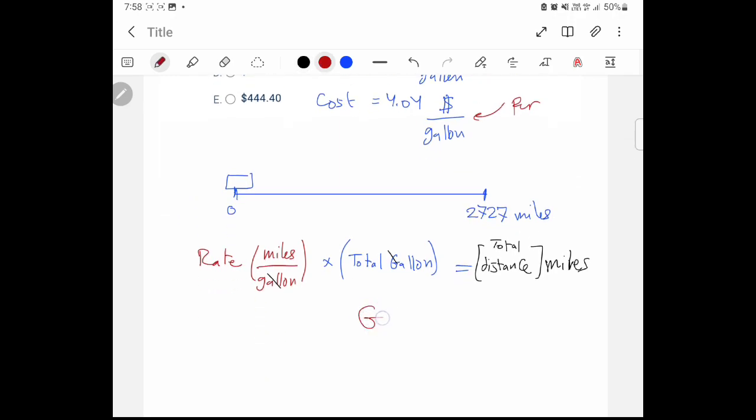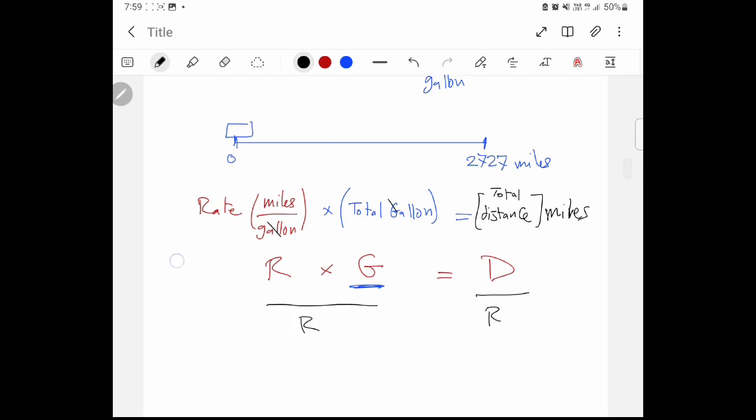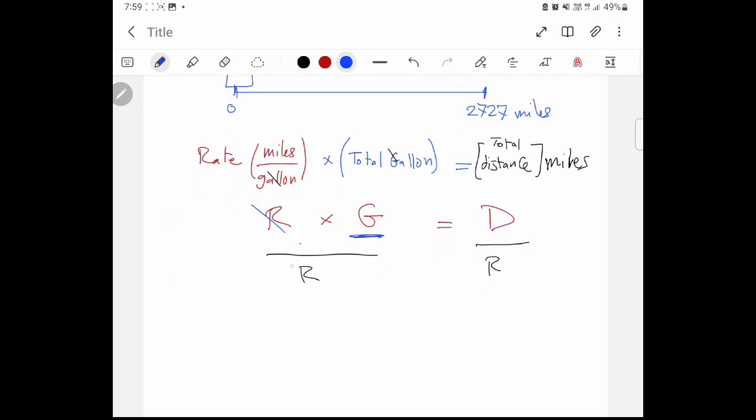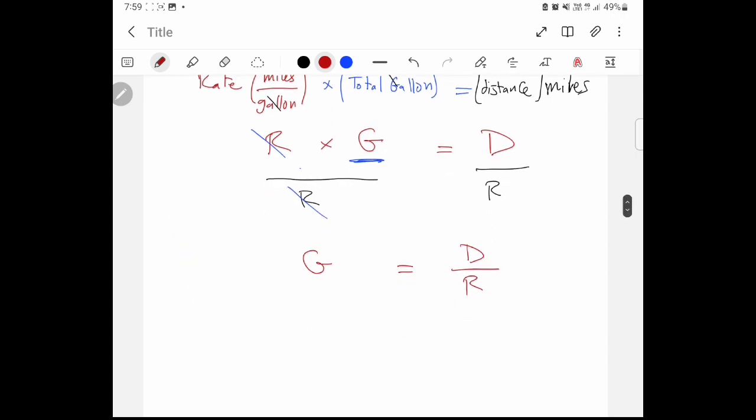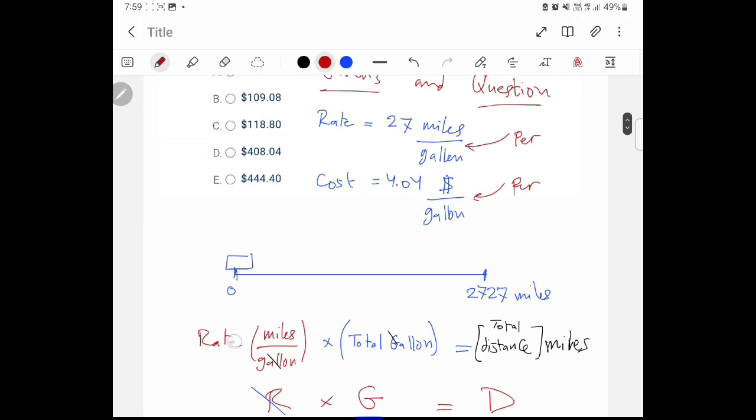So this is the formula. If you call this symbol G and the distance is D, then D equals G times R. And since I'm looking for the amount of gallon consumed for the whole trip, then I need to divide both sides by R. In this case, R with R will cancel out, and I will remain with G, the total amount of gallon, equal to the distance traveled divided by R. So substituting the D, which is 2727, divided by the rate, which is 27.